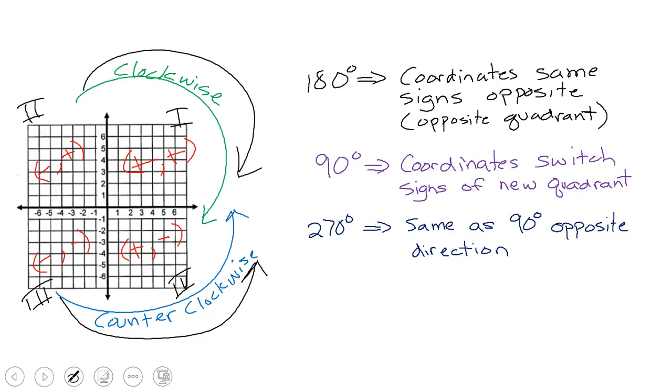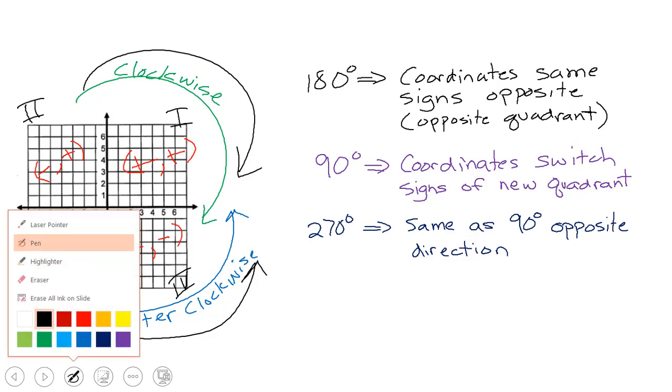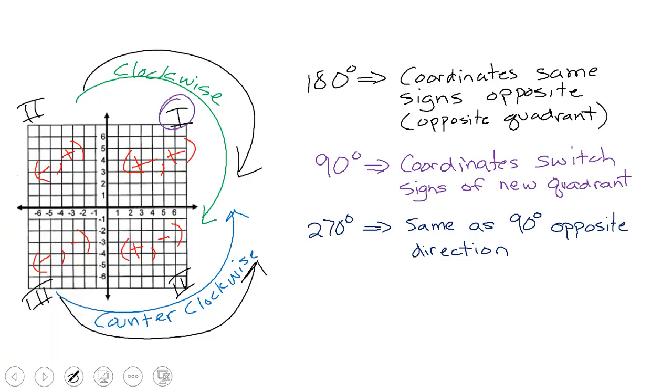So let's take a look real quick. Let's just pretend for a second that I'm right here in quadrant 1. I'm in quadrant 1, and I rotate 90 degrees clockwise. So if I'm in quadrant 1 and I go clockwise, I'm going to be in quadrant 4. So the coordinate numbers would switch and the signs would be positive, negative, because that's the signs of quadrant 4. And of course, when we rotate 270 degrees, well, that's the same as rotating 90 degrees in the opposite direction.